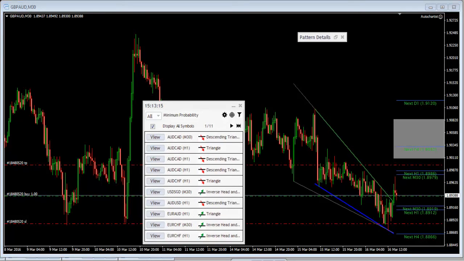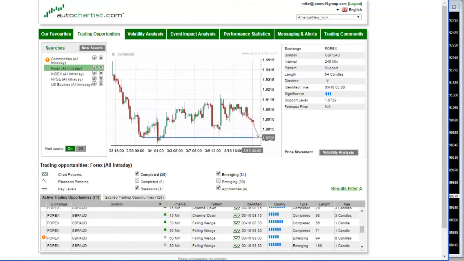So the reason I found this interesting here is, and let's go ahead and pull up the Autochartist web platform here. Again, there are so many patterns on the pound Australian here indicating a move higher. Look at this. Look how many patterns there are, guys.